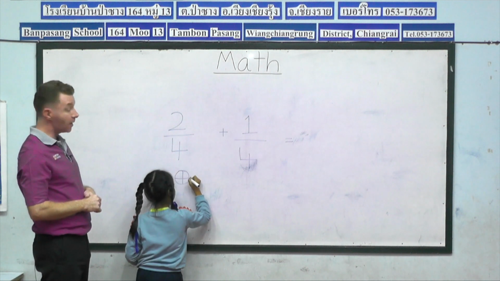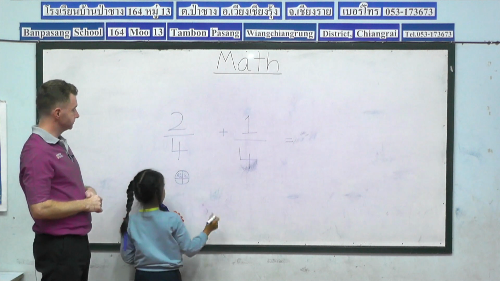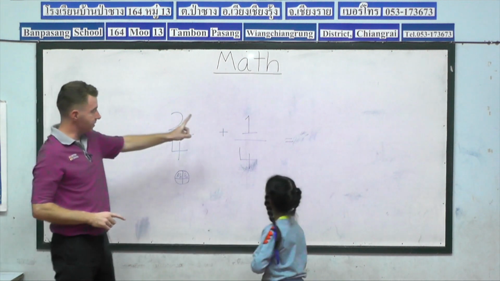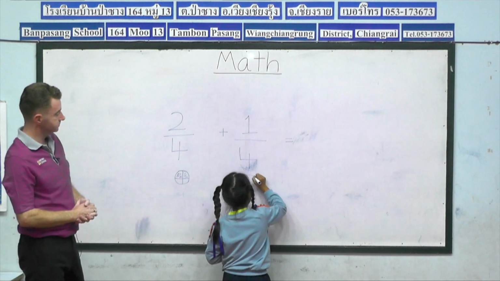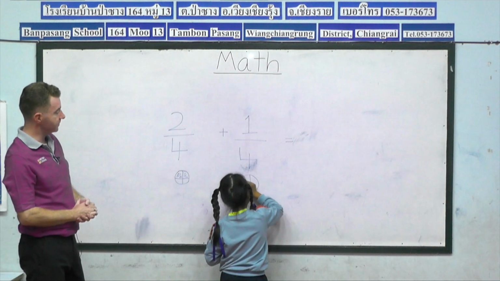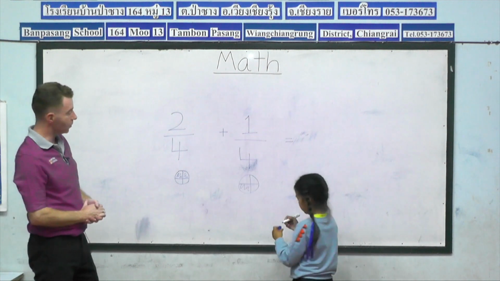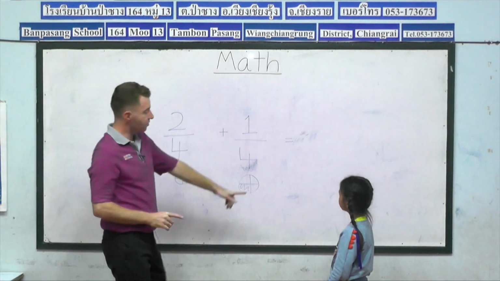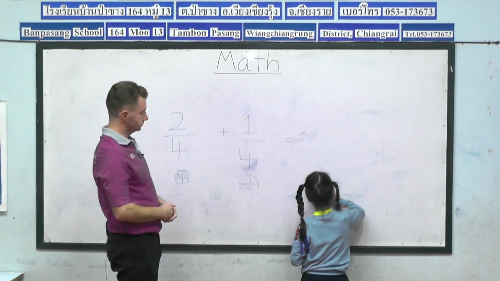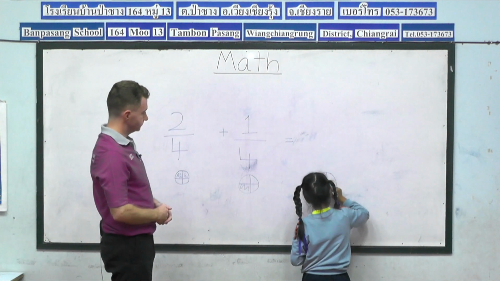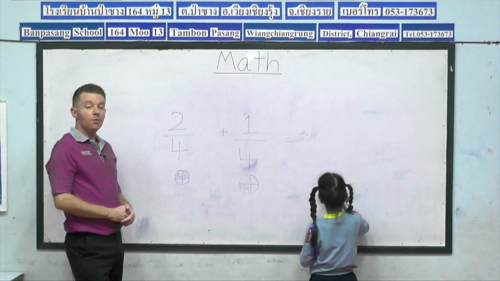Excellent, Prau. And how many parts do we need in colour? 2. Okay, and then on to our next fraction, another circle with 4 parts. And how many do we need to colour? We need 1 part. Okay, so now our third circle here for our answer. Four parts.